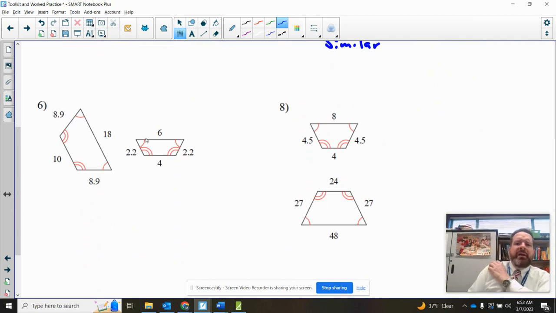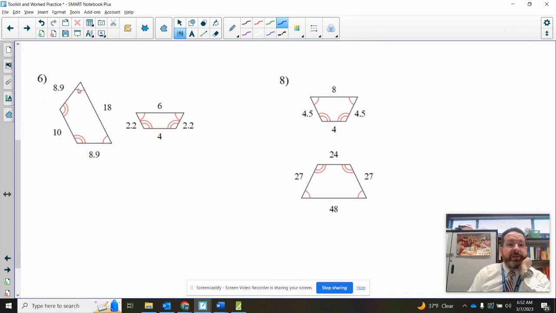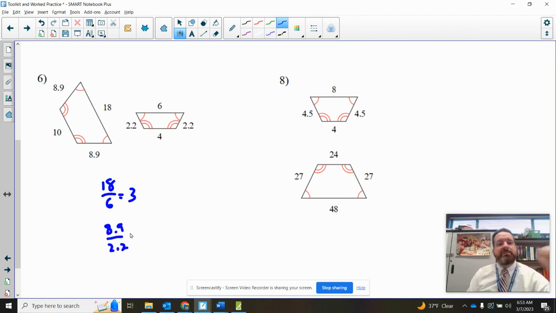Let's keep going. This is the same idea, except you notice the shape has been tilted, but the process is the same. Check the angles. 1, 1, 1, 1, 2, 2, 2, 2. Angles match up. So let's do the bottom base here on the big, bottom base here on the small. That's a ratio of 3. The sides of the trapezoid here on the big, the sides of the trapezoid here on the small. And let's see what we got. 8.9 divided by 2.2. Ooh, no, that is something else.